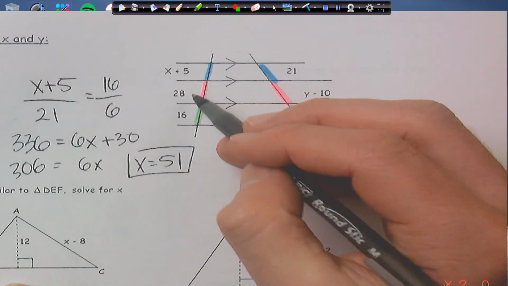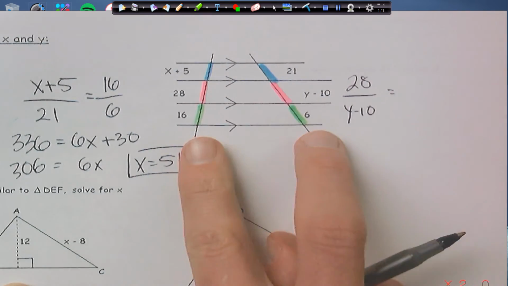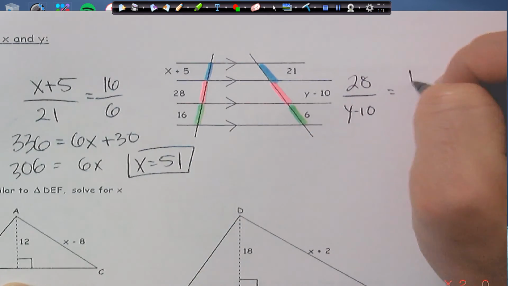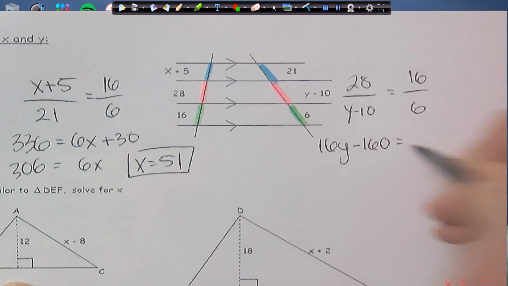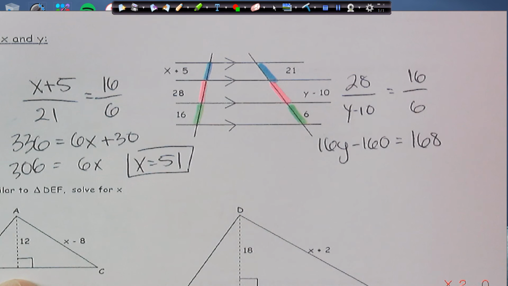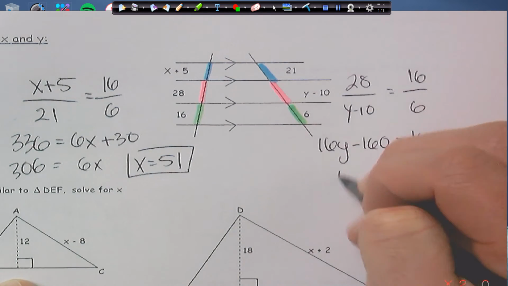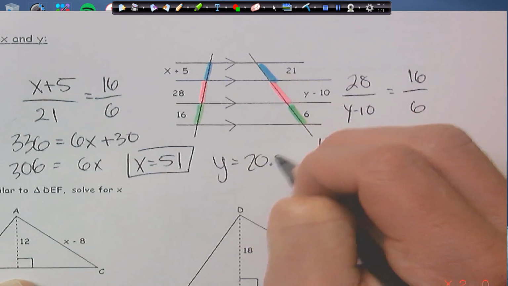And then I'm going to go left to right again. This is 28 over y minus 10. And I can use the green ones again, left to right. And that's going to be 16y minus 160 equals 168. And that's going to add on over. 328 equals 16y. Divide by 16. And y will equal 20.5.